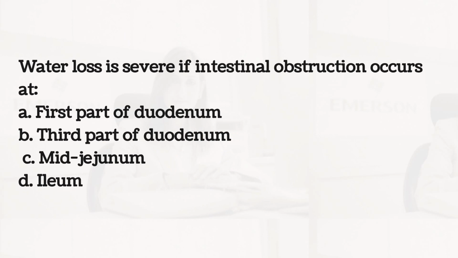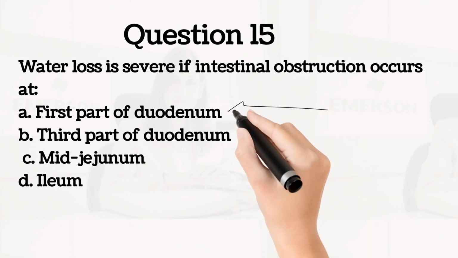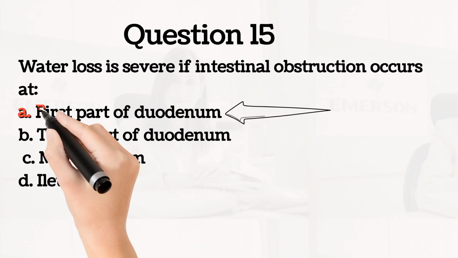Question 15, which is saying water loss is severe if intestinal obstruction occurs at: A, first part of duodenum; B, third part of duodenum; C, mid jejunum; then D, ileum. So for this question, the answer is A, which is your first part of duodenum. That's where water loss is severe in intestinal obstruction. So first part of duodenum, that's the answer.